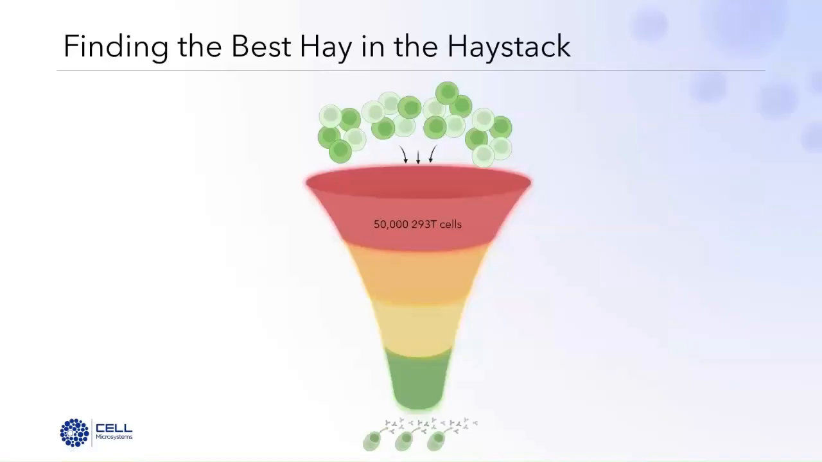So at this point, we use this funnel to kind of emphasize the fact that we're not just finding the hay in the haystack, we're finding the best hay in the haystack. Even in a pre-enriched population of GFP-sorted cells, there was a wide variety of differences in the cells that we interrogated on the array. Of those 50,000 293 T cells that went into our funnel, 8,400 of them sat down in the array as single GFP-positive cells. That's 17% of the population.